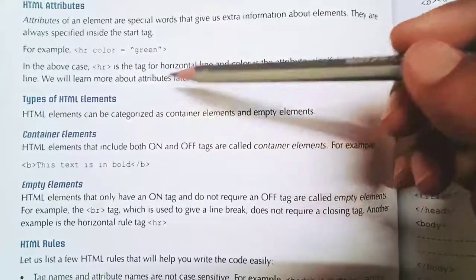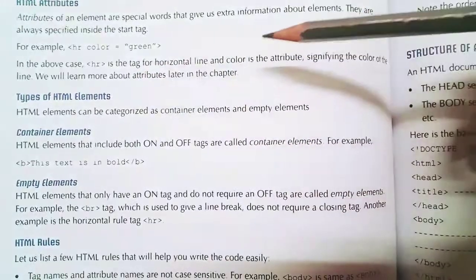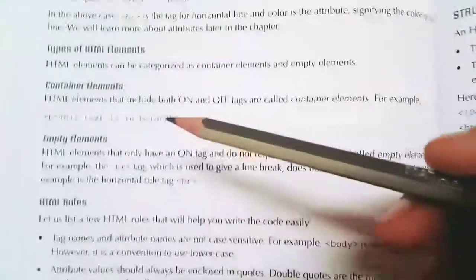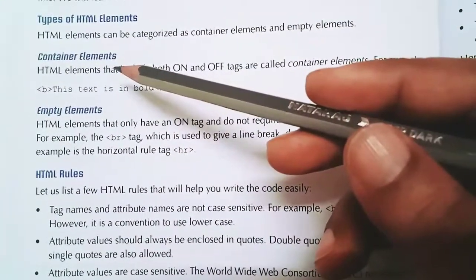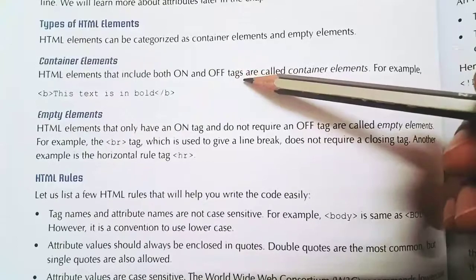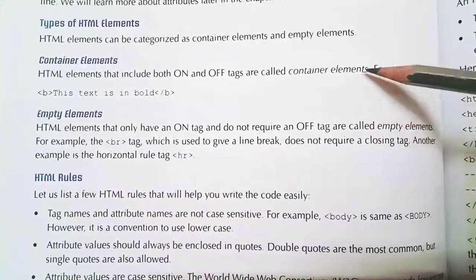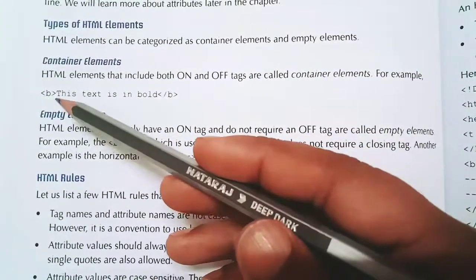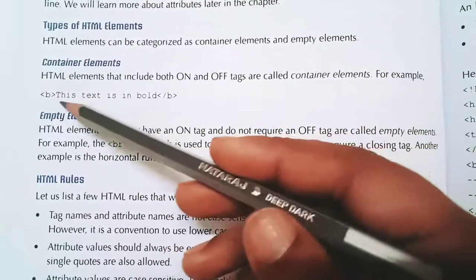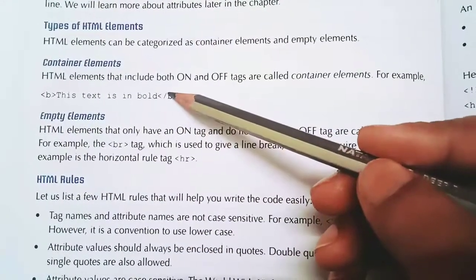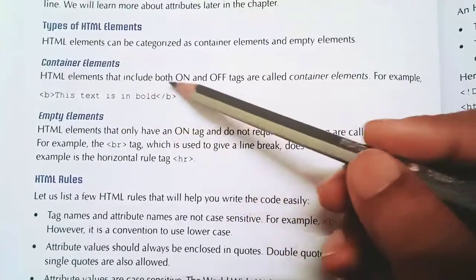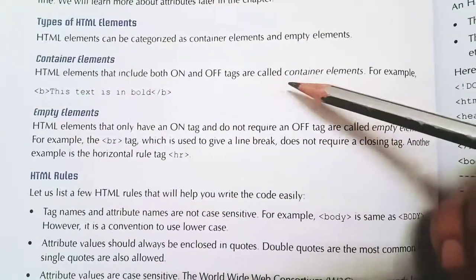Now, types of HTML elements. How many types of elements are there? They can be categorized as container elements and empty elements. First, see what container elements are. HTML elements that include both on and off tags are called container elements. For example, this is the on tag you saw in the last video, and this is the close tag with this slash sign. So it is open, it is closed. Any element which has on and off tags is called a container element.